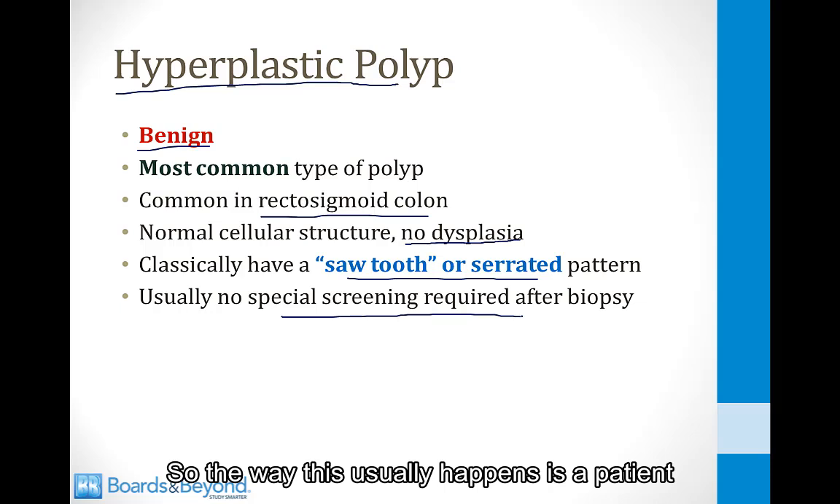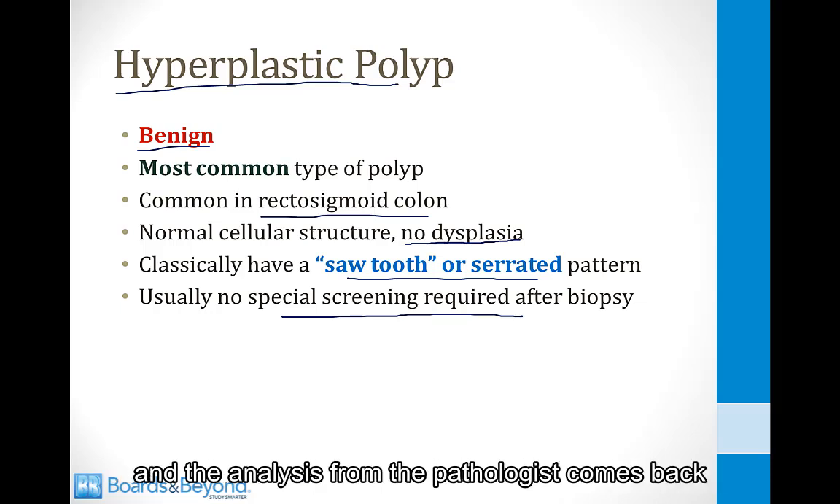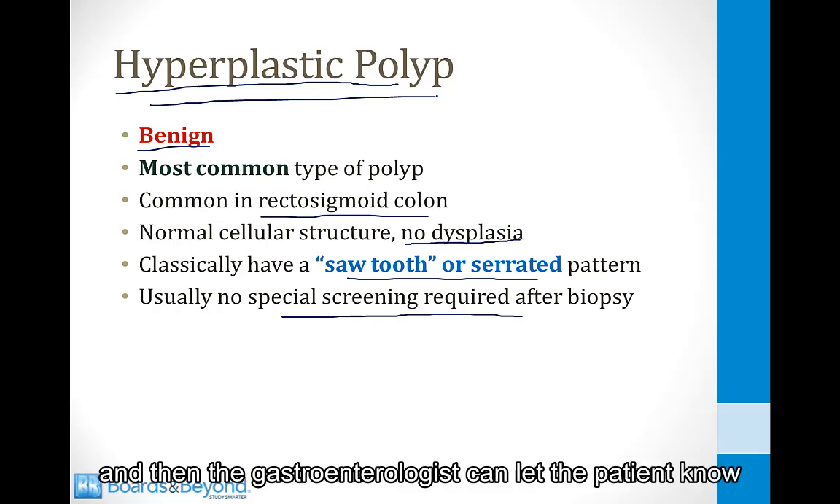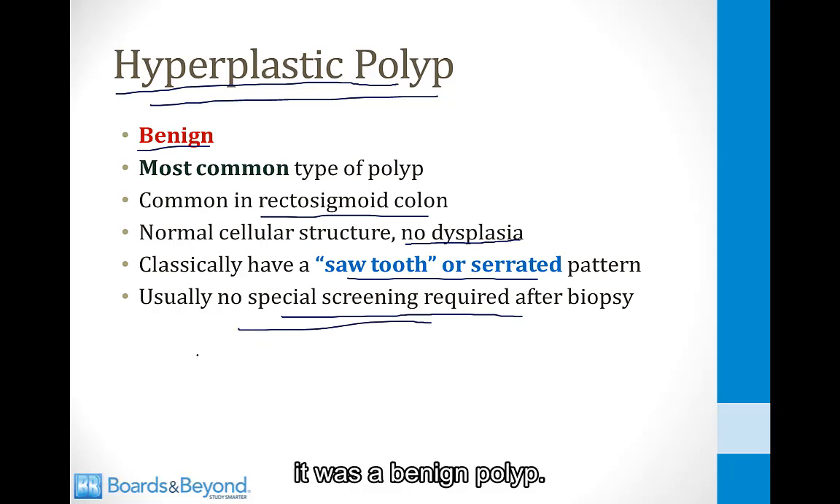So the way this usually happens is a patient has a colonoscopy, a polyp is identified and removed, and the analysis from the pathologist comes back that it is a hyperplastic polyp, and then the gastroenterologist can let the patient know that they don't need any special screening. It was a benign polyp.